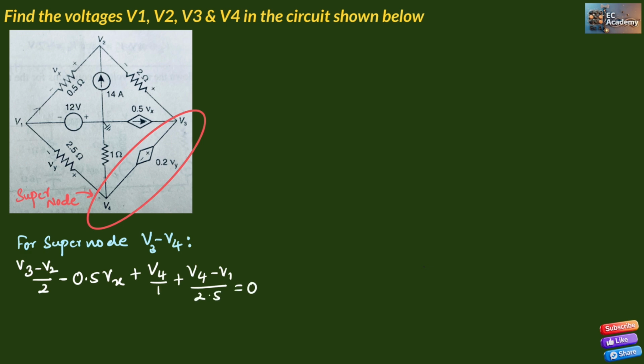So here if you observe this equation, we have written minus V2 because the minus sign is towards V2, and here again minus V1 because the minus sign is towards V1. So plus sign is towards V4. That's why we have written it as plus V4 minus V1. So in this equation, plus V3 minus V2. That is how we have written this equation.